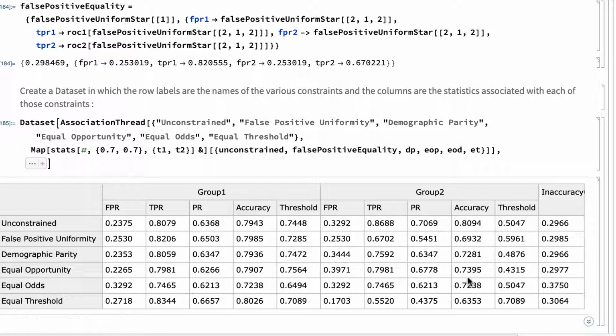We can also see that in general the threshold is going to be much different under these measures, except of course for the equal threshold requirement. And we can see the discrimination that we've talked about in that the false positive and true positive rates tend to be different in group 1 and group 2 in many of these scenarios.